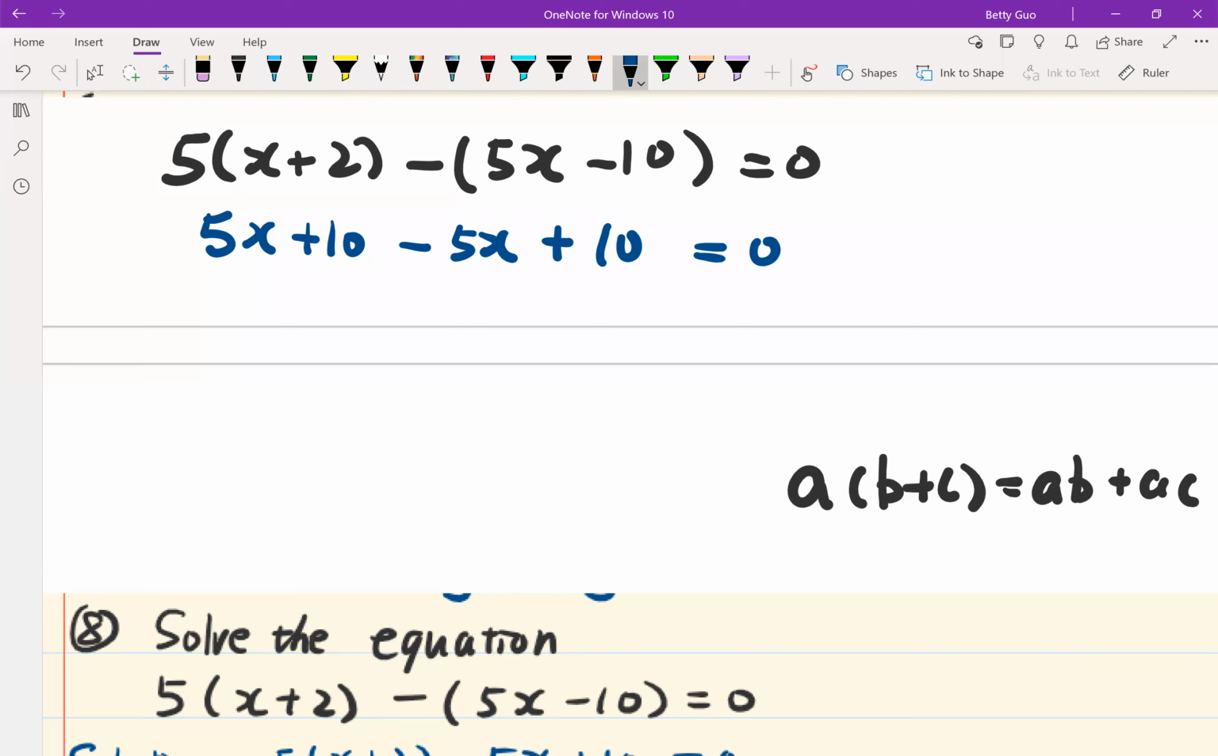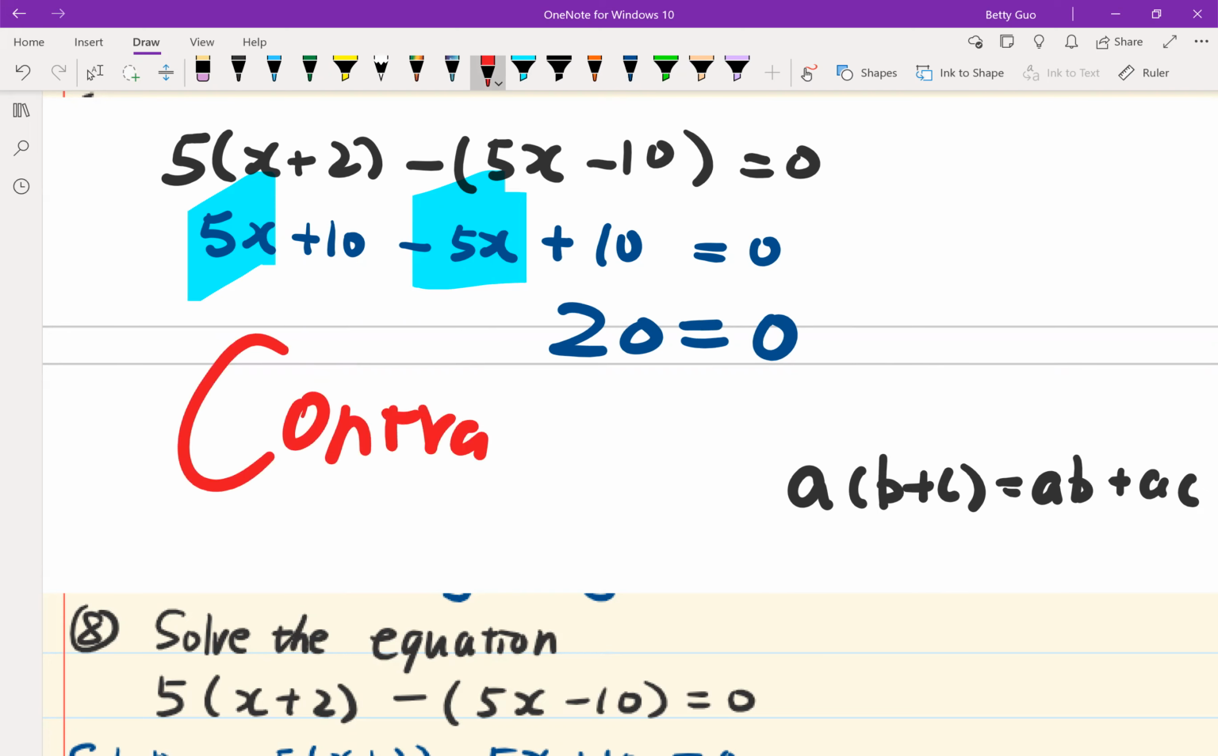On the left, those two like terms, yeah, they cancel each other, right? 5x minus 5x, you got a 0. 10 plus 10, what is 10 plus 10? 20. So we got 20 equals 0. And what is that? It's a contradiction. Then from A, B, C, D, you're going to choose no solution.